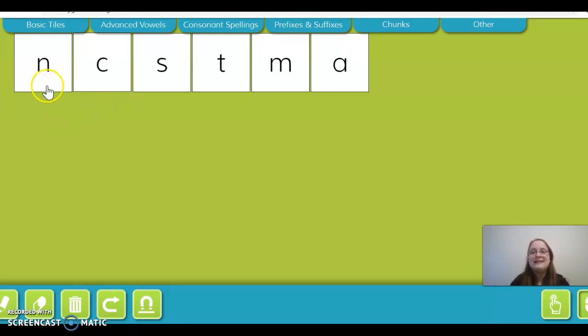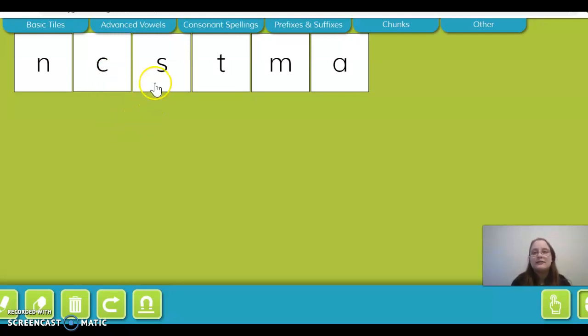So remember, N says N. Say that with me one time. N says N. Good job, friends. And next we have C. And remember, C says K. So we're going to say that all together one time. Here we go. C says K.